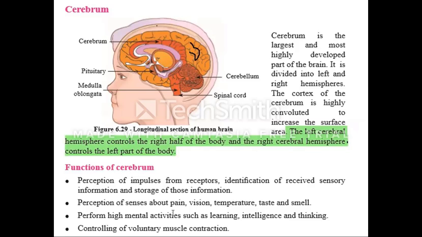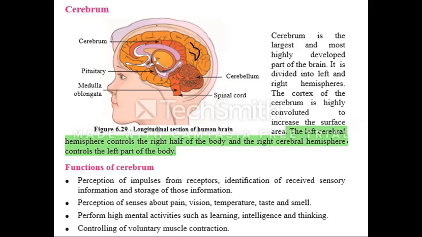And then performing high mental activities such as learning, intelligence, and thinking. So remember, the largest part of the brain is what performs high mental activities. And then controlling of voluntary muscle contraction. Now, what are voluntary muscles? As you have learned, there are three types of muscle tissues: skeletal muscle tissue, cardiac muscle tissue, and smooth muscle tissue. Out of these three, only one will act voluntarily, right? And that is skeletal muscles, right? So controlling of skeletal or voluntary muscle contractions is done by the cerebrum, right?